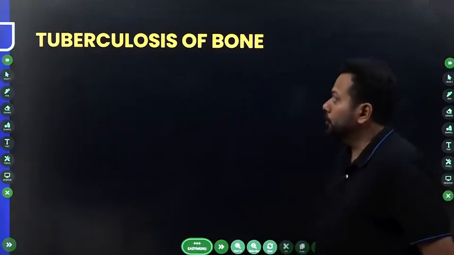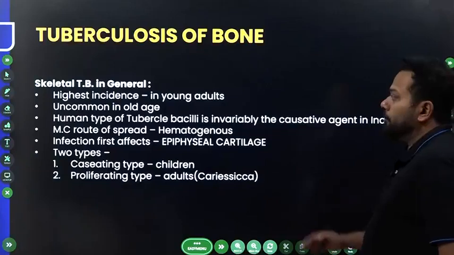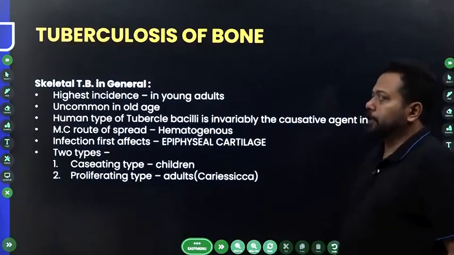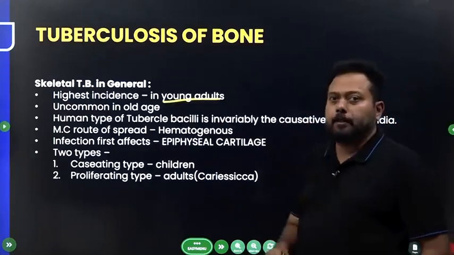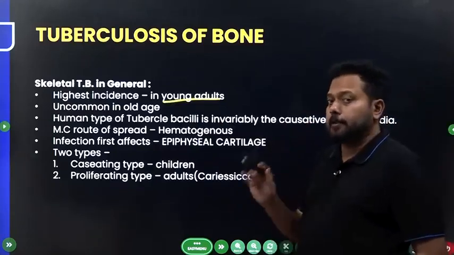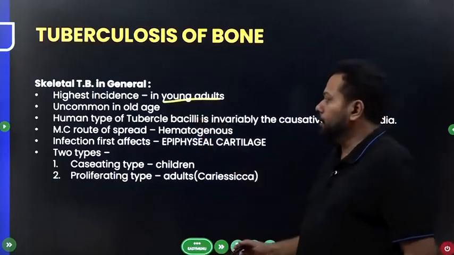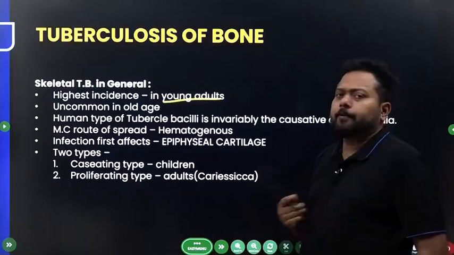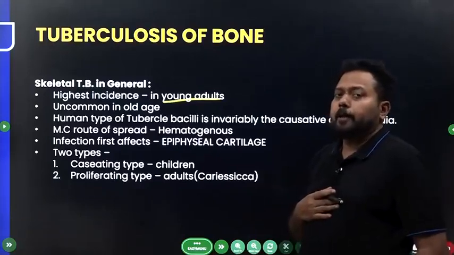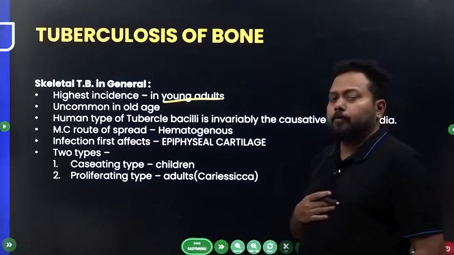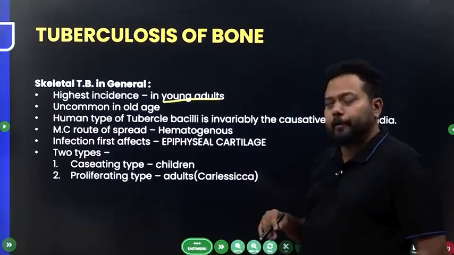We'll move on to the next topic, tuberculosis of bone. Skeletal tuberculosis in general has the highest incidence in young adults. Osteomyelitis is common in children, skeletal tuberculosis in young adults, and it is uncommon in old age. There are two types of tubercle bacilli, the bovine type and the human type. In our country, the human type is more common and the bovine type is uncommon because we pasteurize the milk and only after that we drink it.